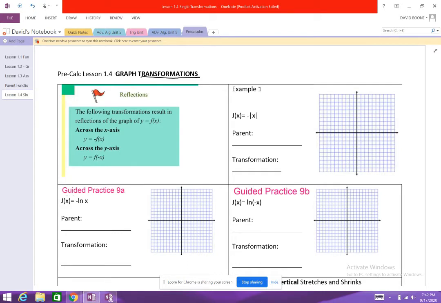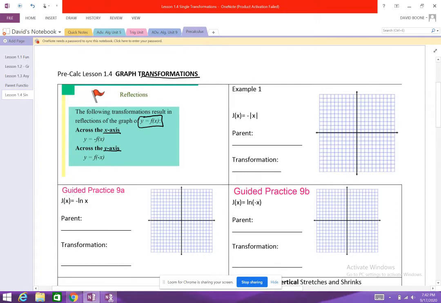Reflections, those flips. So if we were to start with any function, y equals any old function, in general, the rule is that if we flip it across the x-axis, we're going to just negate the whole function. If we're going to flip across the y-axis, what we'll have is y equals f of negative x. And that's just putting the opposite inputs in.